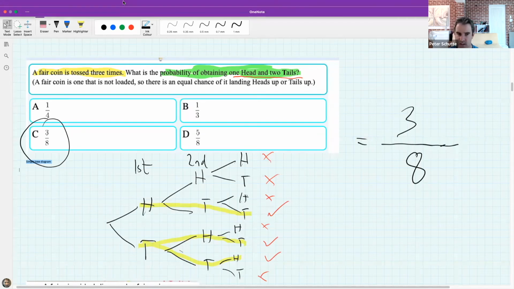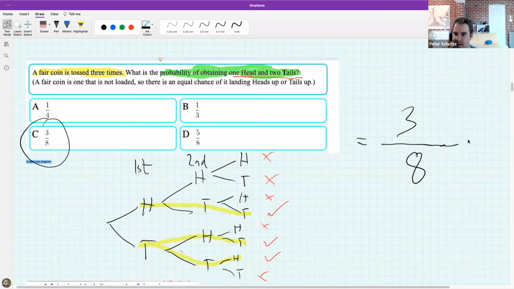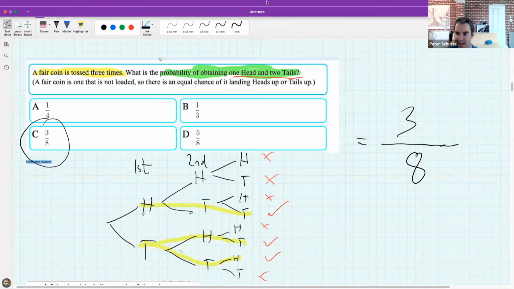So give me a quick feedback thing. Thumbs up if you understand that. Thumbs down if you feel like I need to go through a very detailed example of that again. Okay, awesome. So we definitely need to do another one of these, which we'll do after the break. But on the whole, I think the basic idea of a tree diagram has been laid down.